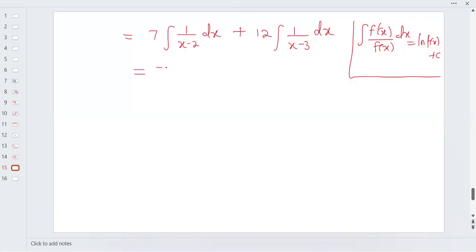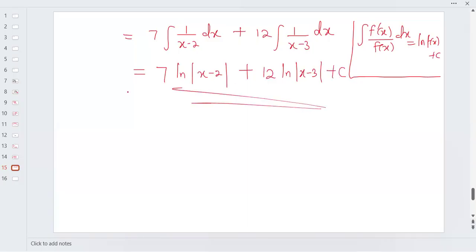So this gives us 7. If I differentiate x minus 2, I'm going to get 1. So 7 ln x minus 2 plus 12. The same thing here: if I differentiate x minus 3, I'm going to get 1. So this will be ln x minus 3. And since we are working on an indefinite integral, I'm going to add my integration constant, plus c. And this is the solution to our integral.